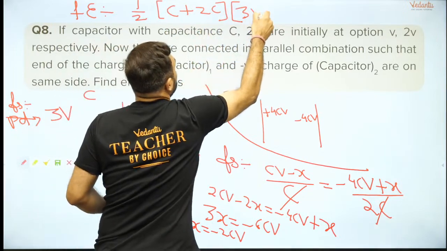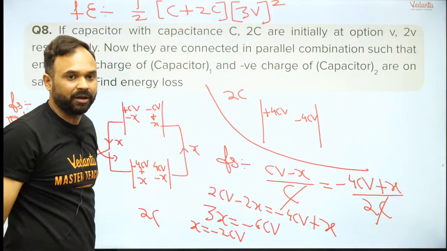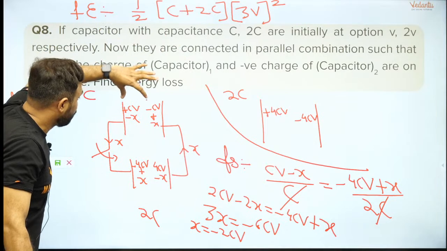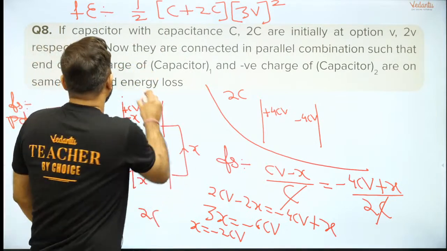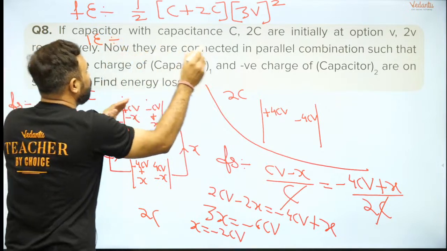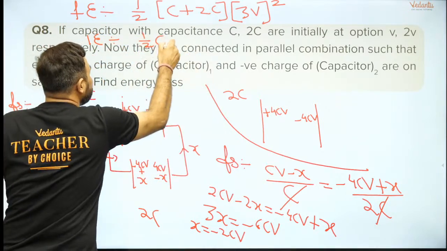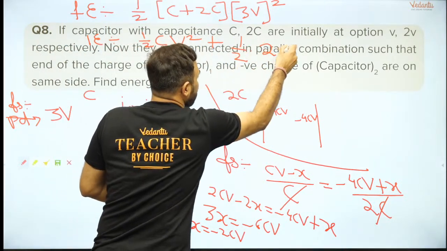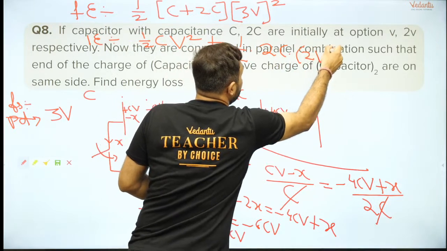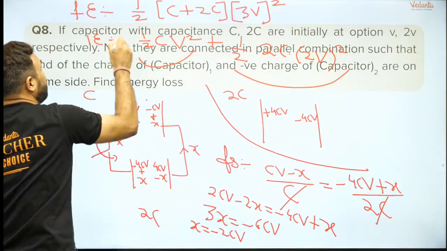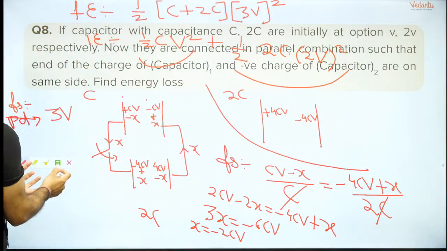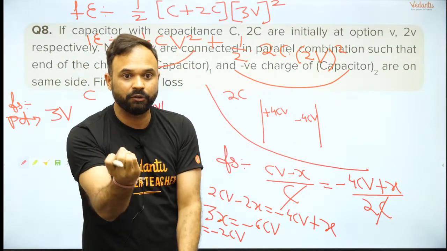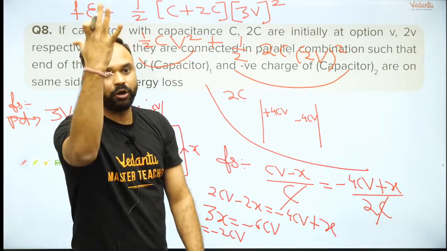So now I can say the final energy of the system is half of the sum of the capacitances, C plus 2C, into the final voltage, which is 3V, the whole square. This is the final energy because both of them are in parallel. So half of net capacitance into final voltage square. Final voltage of one of these guys is 3V, so the other guy will also have 3V. And what was the initial energy? Initially I have to write for both of them. It is half C, one guy having voltage V, plus half 2C, the other guy having voltage 2V, the whole square. Initial energy terms I have written. Final energy I have written.